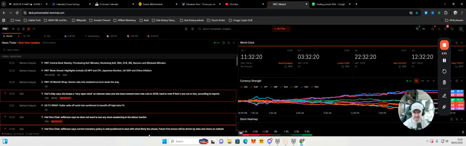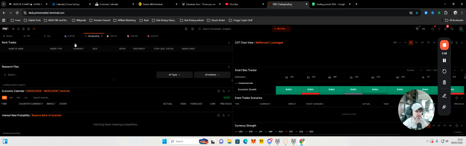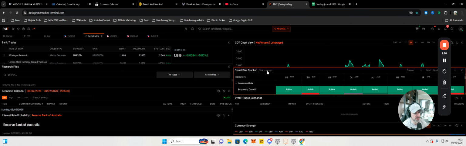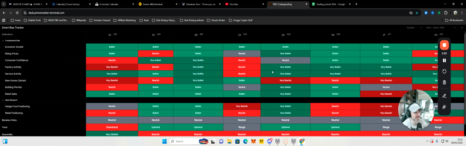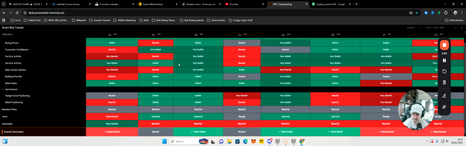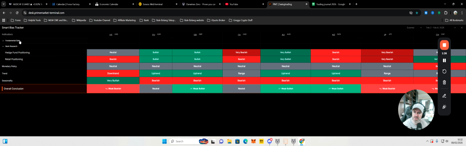So this is a fantastic bit of kit, right? It's called Prime Market Terminal. I use it loads for data. It's got loads of trading ideas here. If you come across here, look, Smart Bias Tracker, you just click expand. It tells you right away, when I make this a little bit smaller, which currencies are weak bearish, neutral, weak bullish, neutral, weak bullish, weak bullish, weak bullish, weak bearish, right?